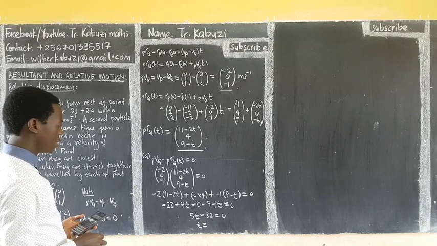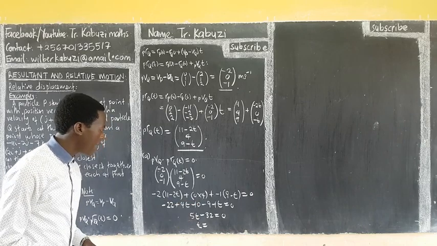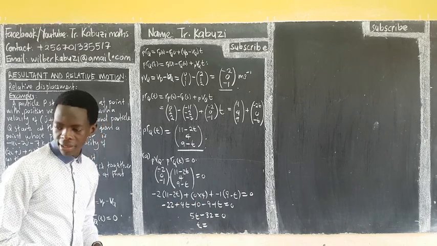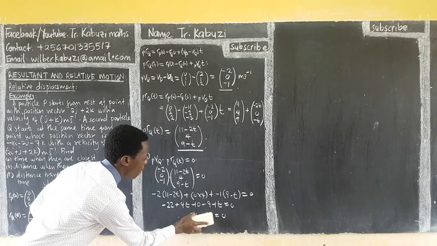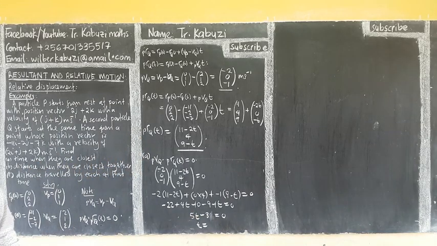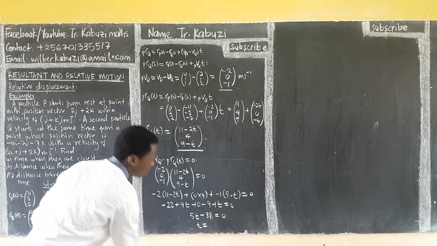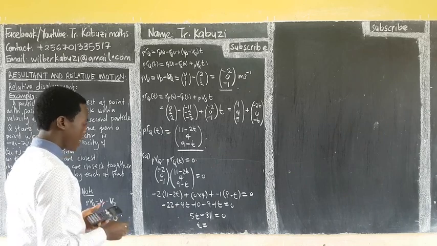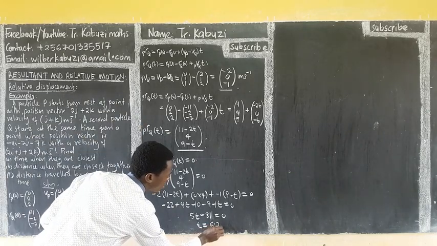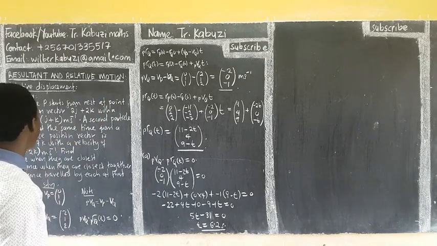I think that's 6 point... Sorry. Negative 22 minus 9, that is 31, not 32. That's going to be 31. So our t will now be 31 divided by 5, which is 6.2 seconds. So that's the time for the shortest distance.